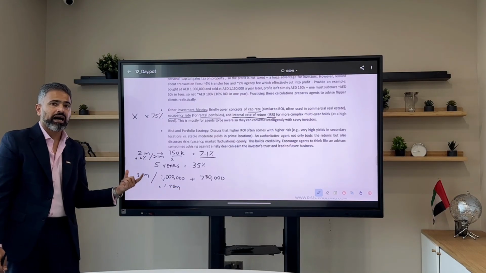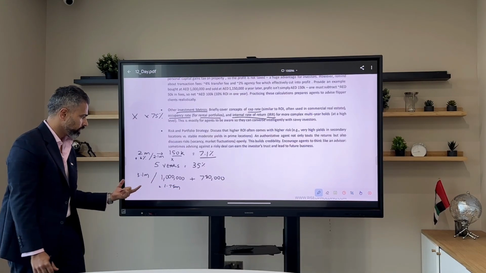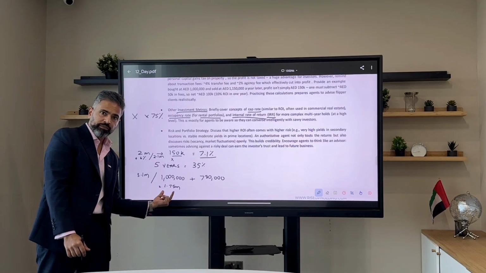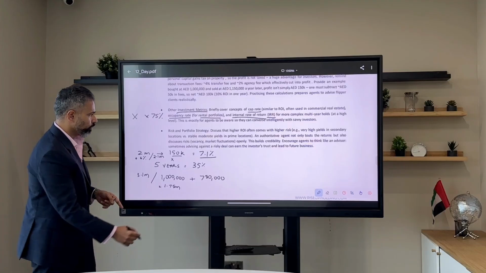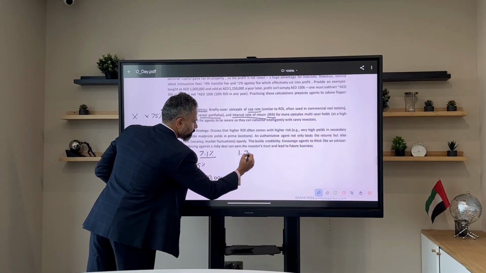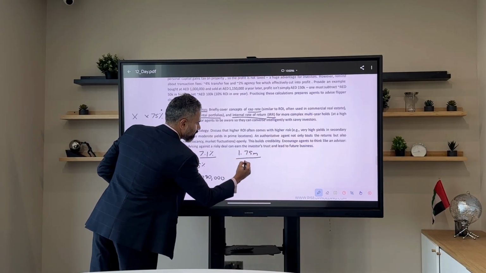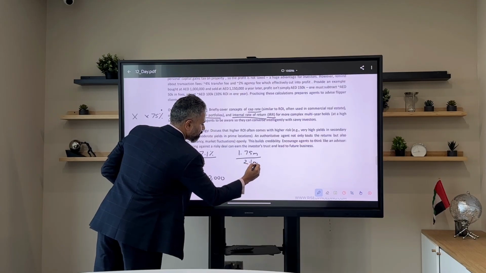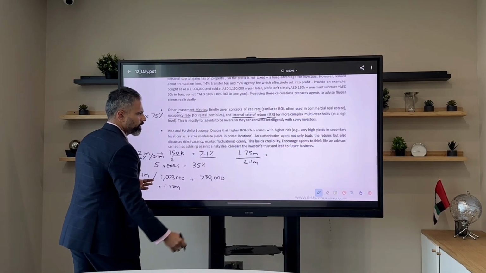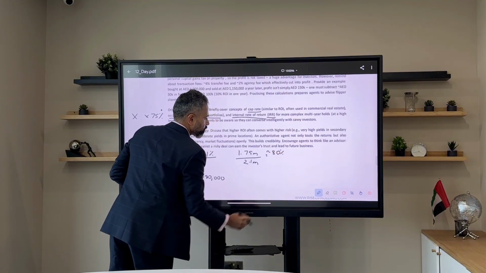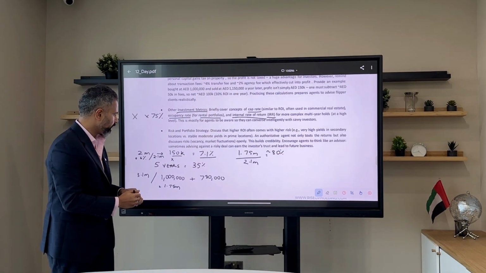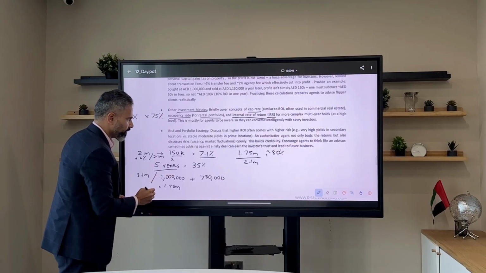Now, in order to calculate the IRR, the internal rate of return on this, we look at what is the total profit that they've been able to generate against the total investment that they made. So if you look at it, 1.75 million divided by 2.1 million, you would roughly come around the range of approximately 80% or so. Now that divided by the holding period of 5 years.